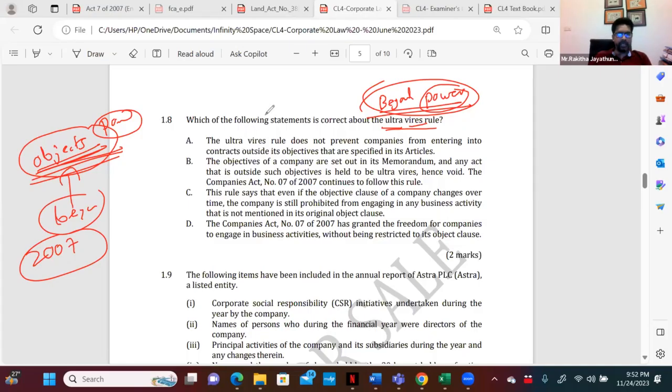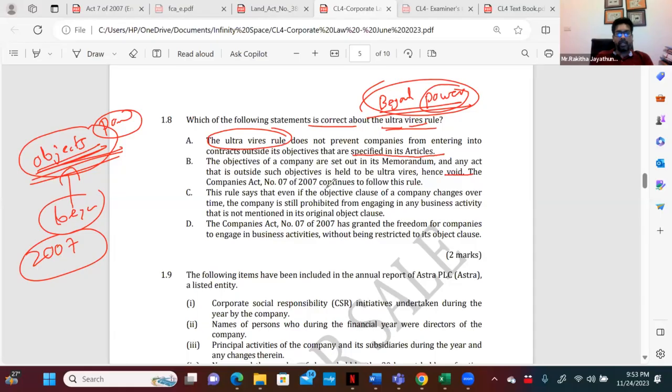So anyway, let's see the answers given. Correct statement: the ultra vires rule doesn't prevent companies from entering into contracts outside its objectives that are specified in the articles. But if you look at the ultra vires principle, it says you can't go beyond powers. Here, the ultra vires rule says no, you can't go beyond. The objectives of the company are set out in the memorandum, and any act that is outside such objectives is held to be ultra vires, hence void.